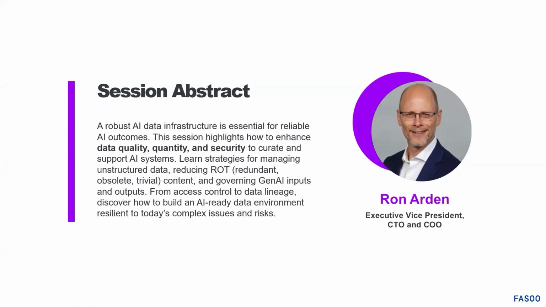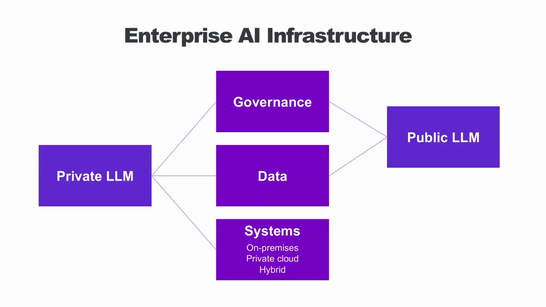Some of the things we're going to talk about are redundant, obsolete, and trivial content, which makes up, whether you believe it or not, probably the vast majority of data that you tend to have in your organization. How to control what goes inside these models, how to control what comes outside of these models, and then how to build what we call an AI ready data environment or infrastructure.